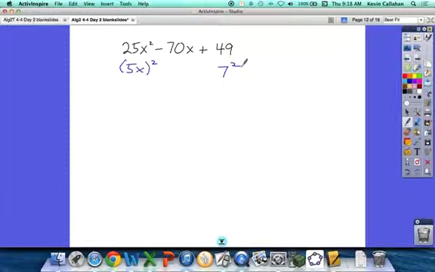Okay. So what's the check I need to do now? What is 2 times 5 times 7? 2 times 5 is 10. 10 times 7 is 70. Okay, it is. So we can factor this like 5x, and because the middle term is negative, it'll be 5x minus 7. Right? If it was positive, that would have been a positive.